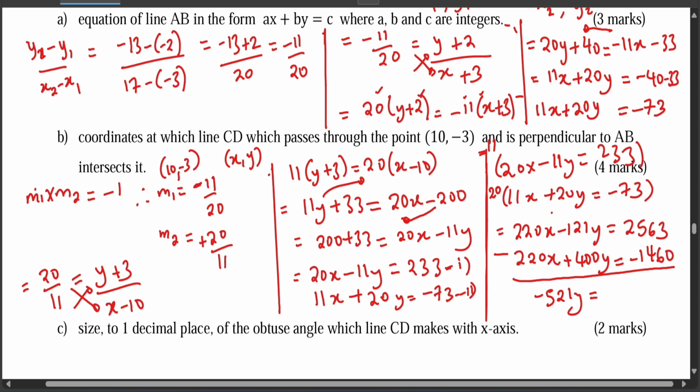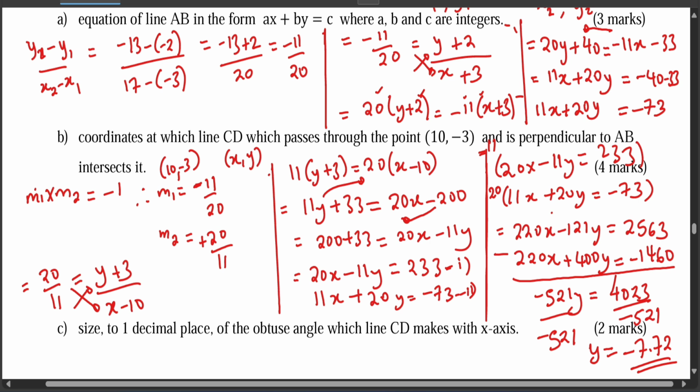2563 minus negative 1460, which is 2563 plus 1460, which gives us 4023. So divide by negative 521, divide by negative 521. So what will our y be? Dividing by negative 521 gives us negative 7.72. Negative 7.72. That is y.